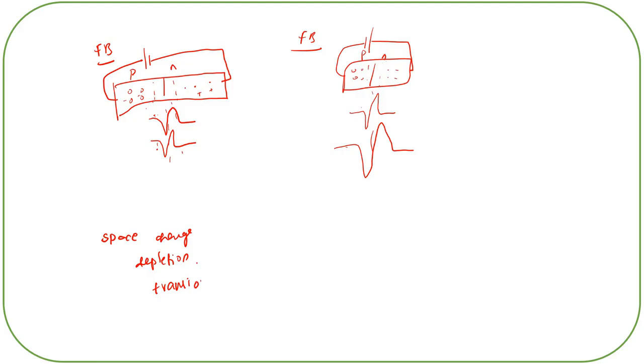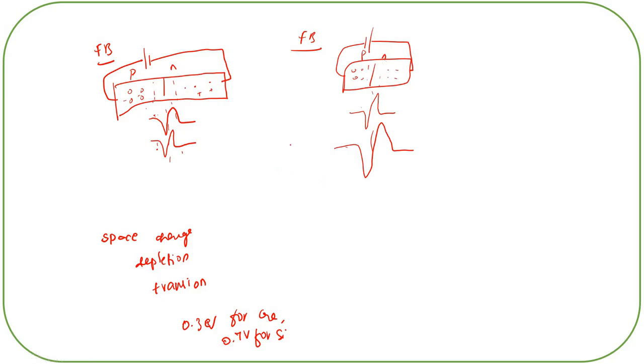So there is some movement of holes from P to N and electrons from N to P, and beyond some threshold limit there is no movement of charge carriers. The magnitude of the threshold voltage, the potential difference, is 0.3 volt for germanium and 0.7 volt for silicon.